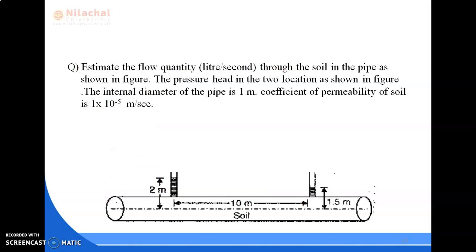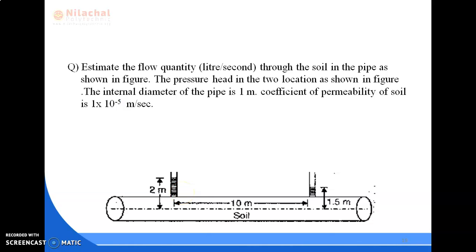So let us solve a problem. Estimate the flow quantity, which we have to find in liters per second, through the soil in the pipe as shown in the figure. The pressure heads at the two locations are shown in the figure. The internal diameter of the pipe is 1 meter. The coefficient of permeability of soil is 1 into 10 to the power minus 5 meter per second. So this is our question, let us solve it.